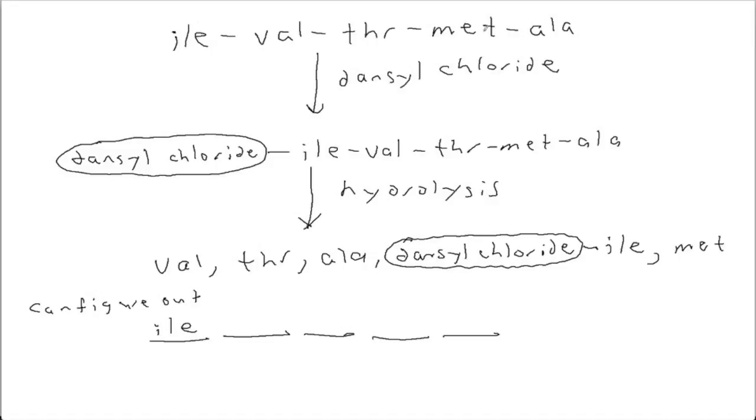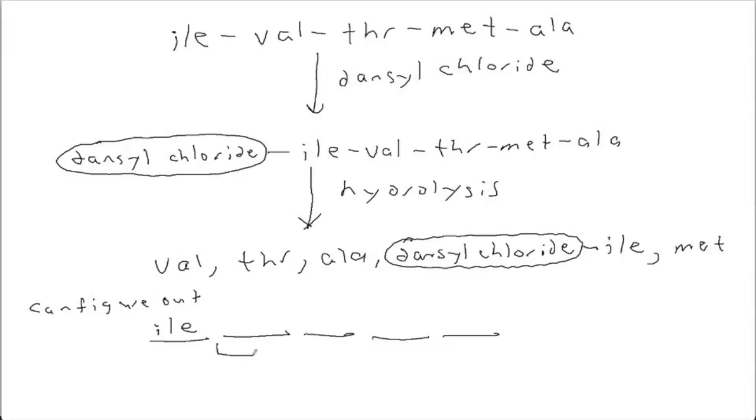Remember, they don't know this is the true structure. I wrote down this structure to make the example clearer, but the chemist in the lab doesn't know this is the structure. All they know is that when they did this experiment, they got these products. And from these, they can figure out that the N-terminus was isoleucine. So now we're starting to make progress on protein sequencing problems. This is a technique you can use to start trying to guess the sequence of the protein.